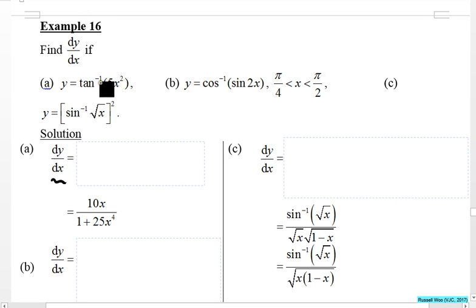We want to differentiate tangent inverse 5x squared. Now, look up. Either you do on your own and keep quiet, or you look up and listen. Two options.